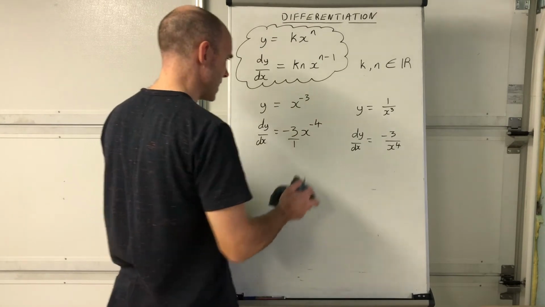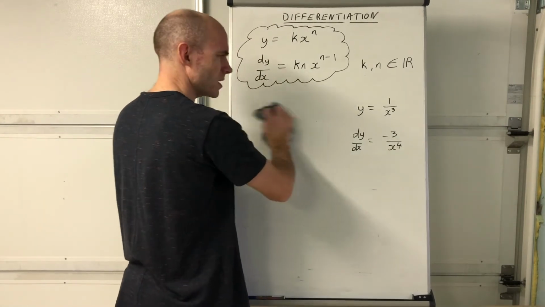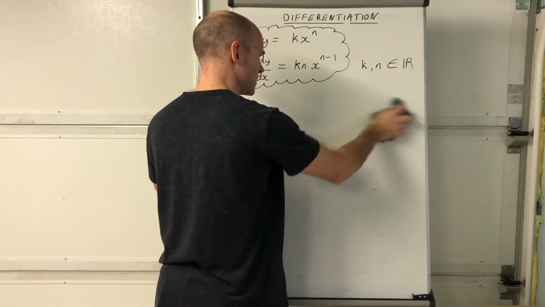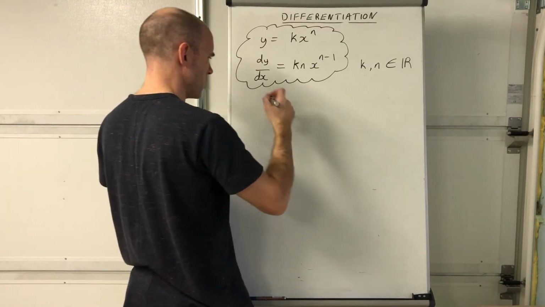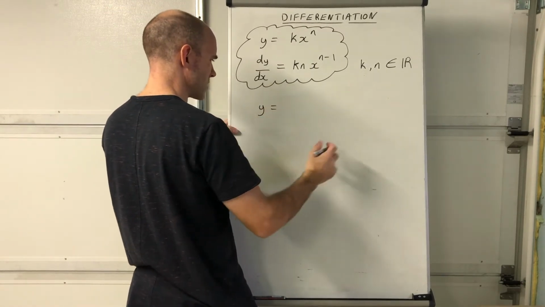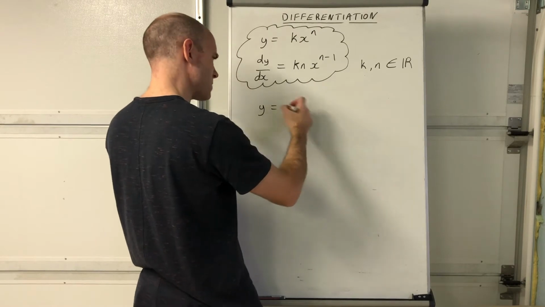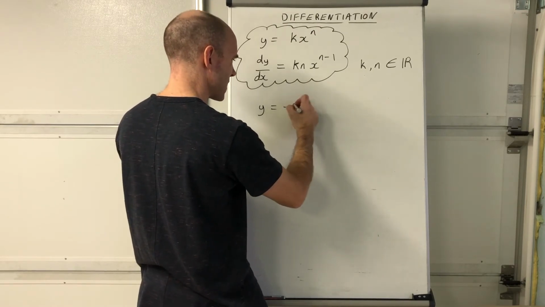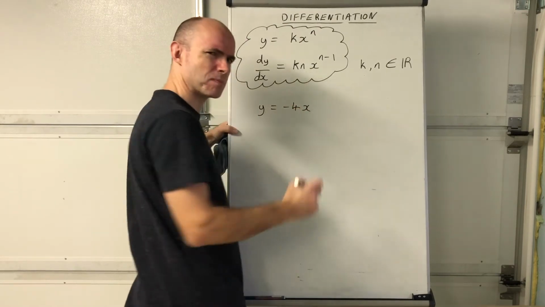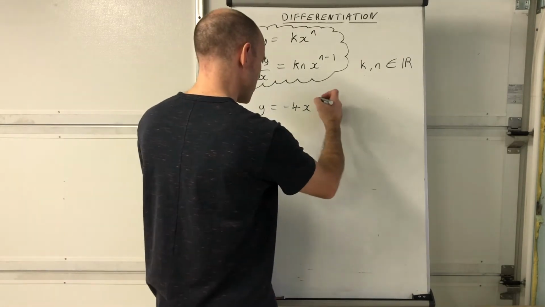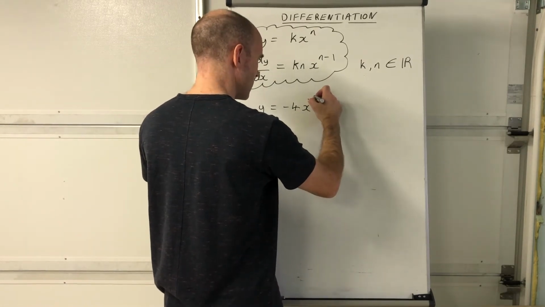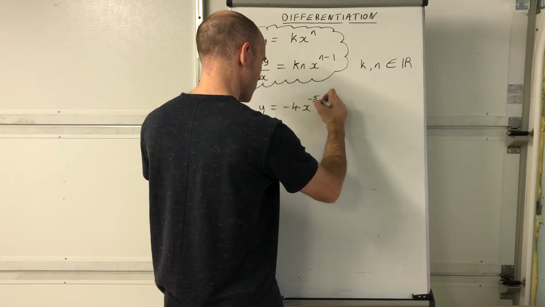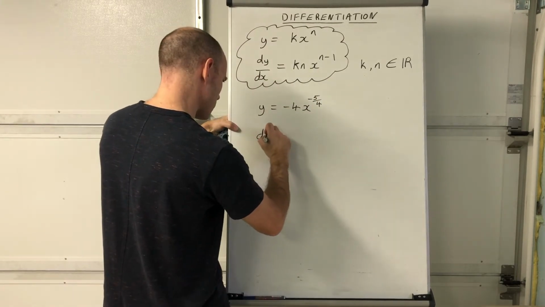And lastly, let's just do another example. Now with this, you can't have too many examples, to be honest. Let's do one that involves a negative value and a fraction. So y equals, and let's put a coefficient in front as well. Let's make it a negative coefficient just to spice it up a little bit. So x to the power of negative 5 over 4. Why not? That's not a bad one to do, is it?